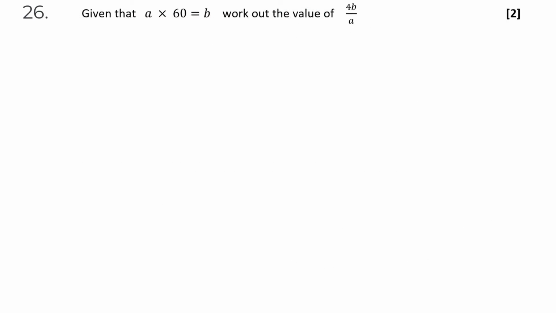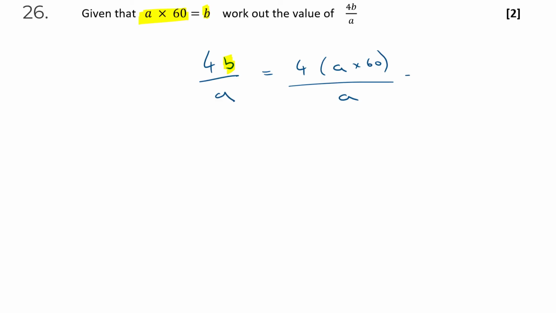Given that A times 60 equals B, work out the value of 4B divided by A. Okay, if I've got 4B divided by A, I know that my B here is the same as this B here, so I can replace it with A times 60 then, can't I? So I can say that that is equal to 4 lots of A times 60 over A.